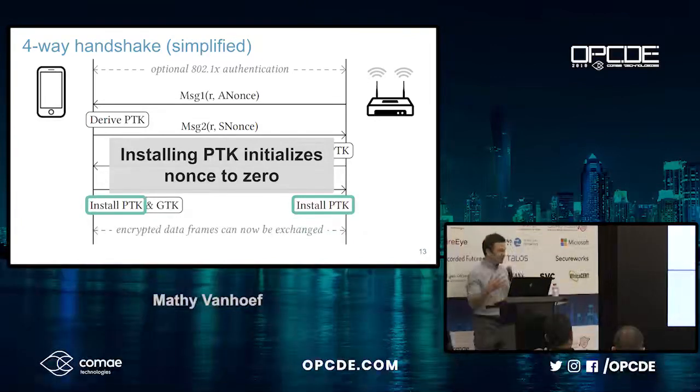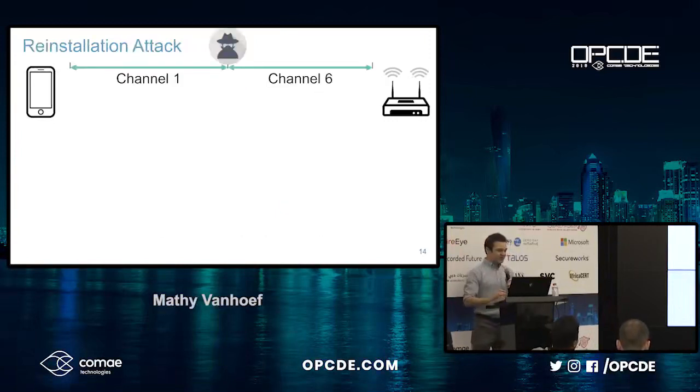So let's explain the attack now against the four-way handshake. We again have the scenario where we have the client on the left here, it wants to connect to the access point on the right.